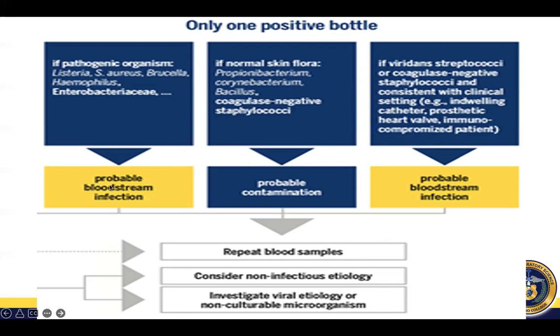Again, if the organisms identified in your single positive bottle are these, then that could be a bloodstream infection, so proceed to sensitivity testing. If this is the result, that could simply be a contamination. So you can repeat. If not, you can check out non-infectious etiology, or you can investigate viral etiology.